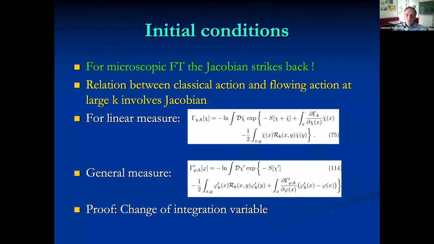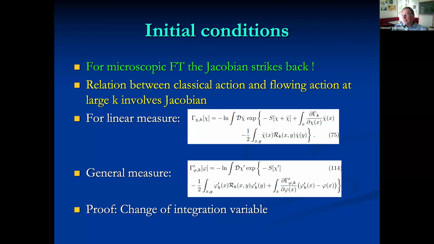This does not work anymore for the microscopic field transformation, because now you do not have this simple form for a general measure. If your measure is linear in chi prime, but not in phi prime, in order to use this trick, you first have in one way or another to go to phi prime. And if you have phi prime, then you have again your Jacobian. And if you do all the calculations correctly, what you find is, I think by now, not so surprising, you get this Jacobian in your initial condition.